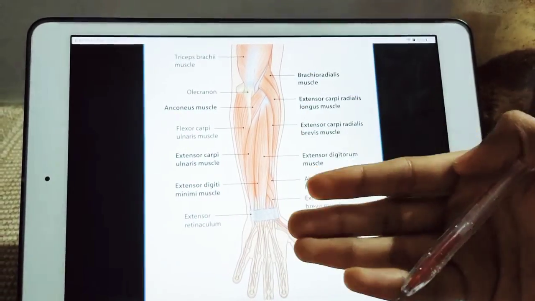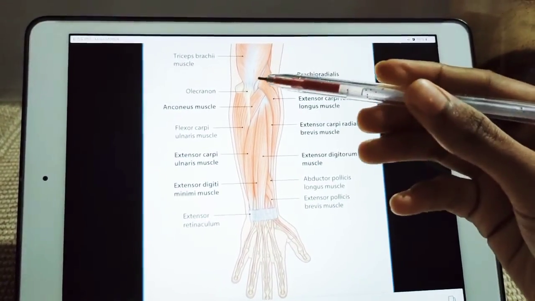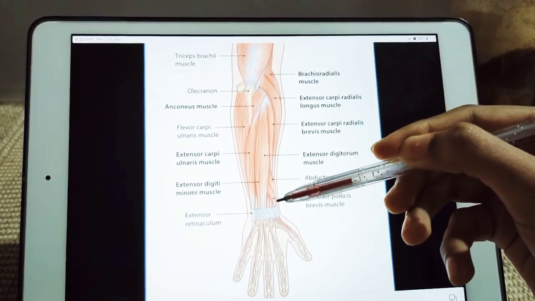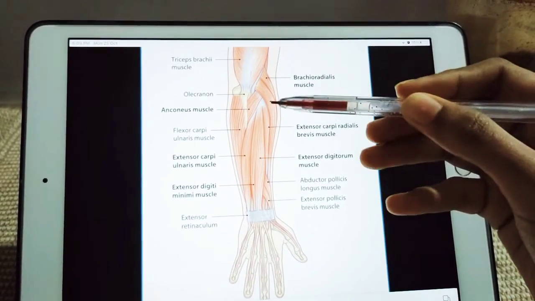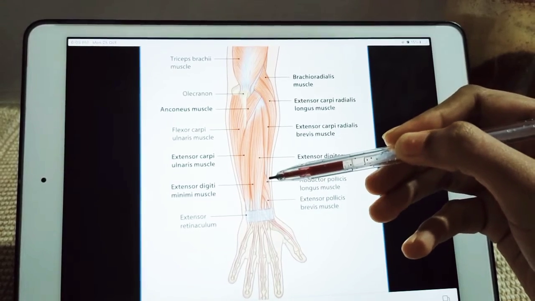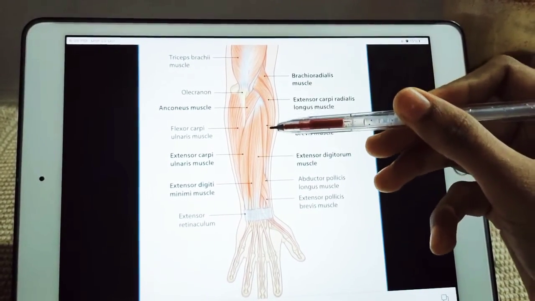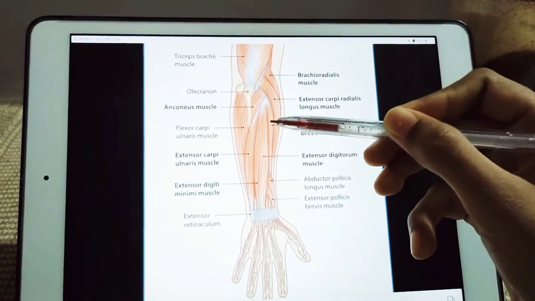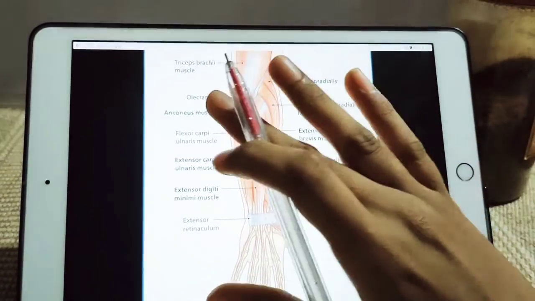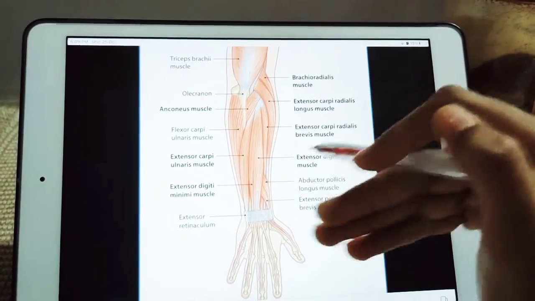Now we'll move to the radius side, which means towards the thumb side. On the thumb side you'll have extensor carpi radialis longus. One is a long muscle and one is a short muscle: extensor carpi radialis brevis. Find that extensor carpi radialis longus. You can see this is extensor carpi radialis longus and this is extensor carpi radialis brevis. So first A, B, next you went to the radius side.